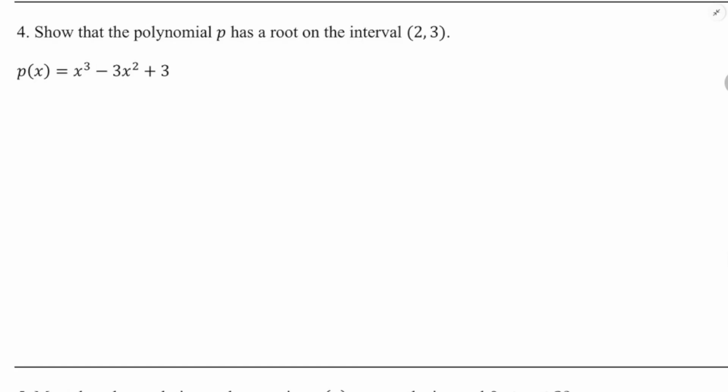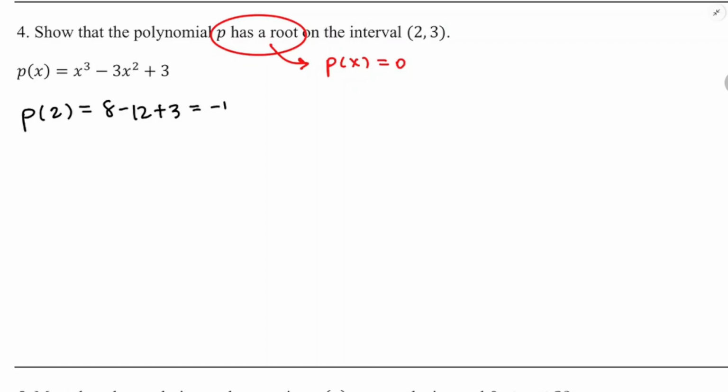Okay, show that polynomial p has a root. Okay, that's going to be like has a 0 or an x-intercept, so that's p of x equals 0. So that's what we're going to need to kind of compare our values to on the interval 2 to 3. So p of 2 is going to equal 8 minus 3 times 4 is 12 plus 3, that's negative 1. Okay, and that's less than 0.